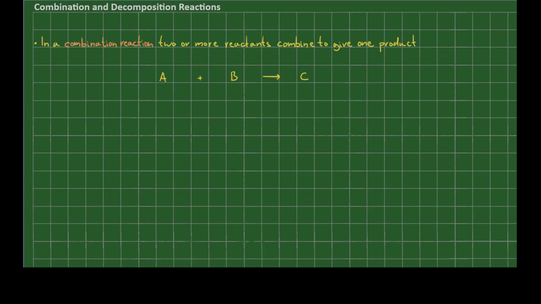In a combination reaction, two or more reactants combine to give one product. For example, we can have a single carbon atom reacting with molecular oxygen to give carbon dioxide. Note that we are obeying the law of conservation of mass. We have one carbon atom on the left and one carbon atom on the right, two oxygen atoms on the left and two oxygen atoms on the right.